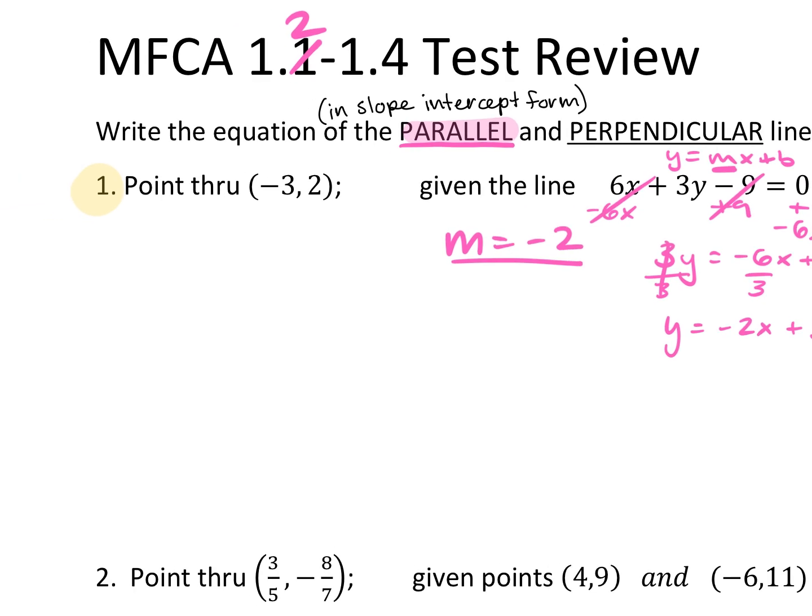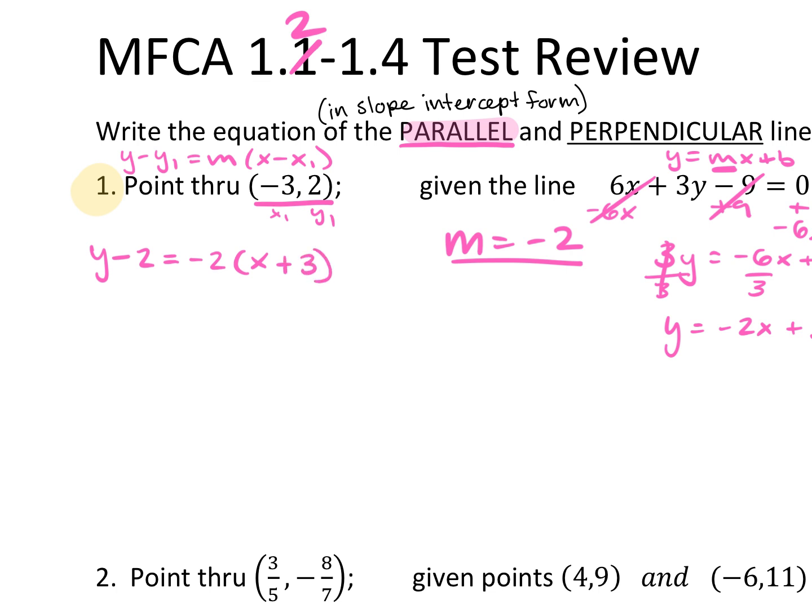So now with our new line, we use that slope and we use the point. So we're going to start with point slope form. So y minus y1 is equal to m times x minus x1. So our point's going to be x1 and y1, and our slope is the m. So y minus 2 is equal to negative 2 times x minus negative 3. So that turns into plus 3.